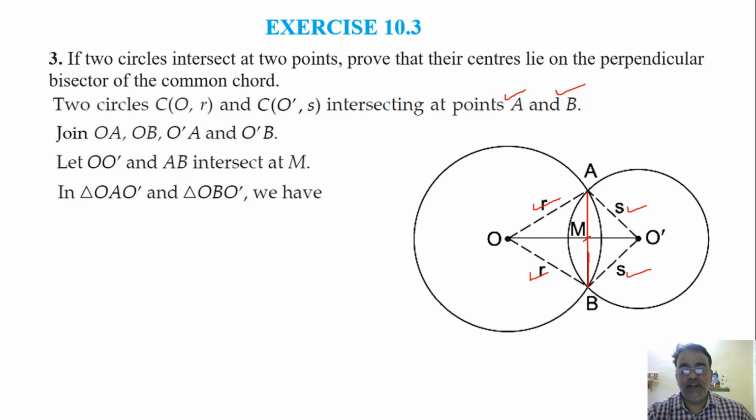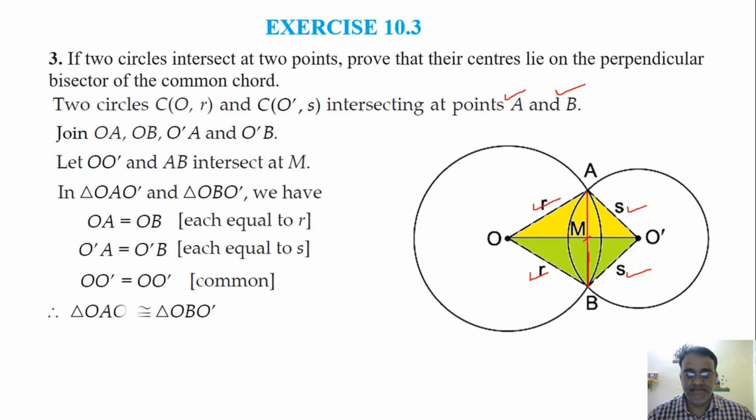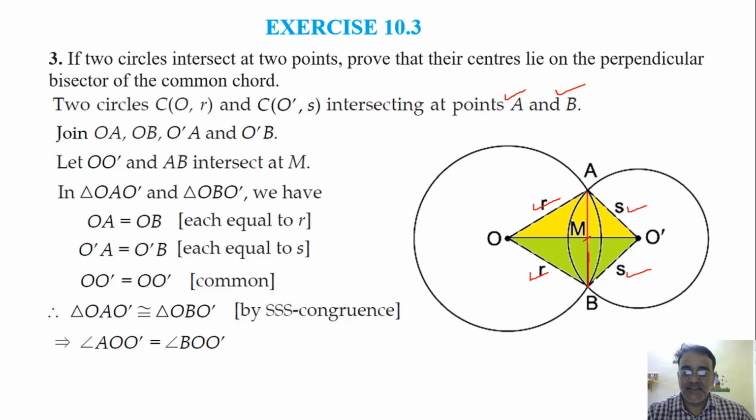And OO dash is common. So these two triangles are congruent by which criteria? SSS criteria, SSS congruence rule. So if these two triangles are congruent, these two angles are equal, by CPCT. Now after that, we are going to take these two triangles AOM and BOM.